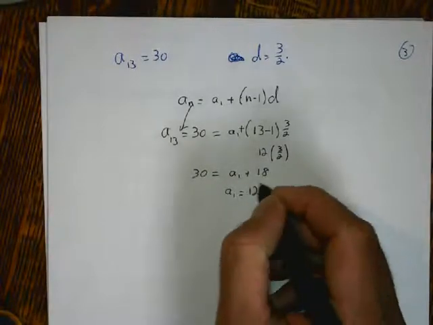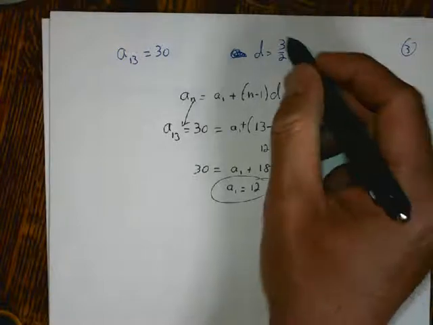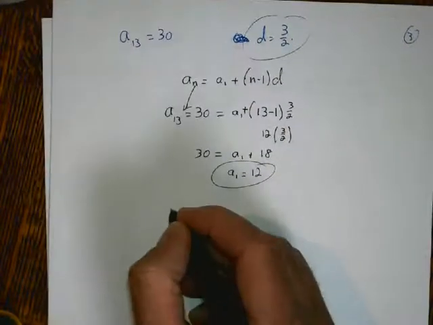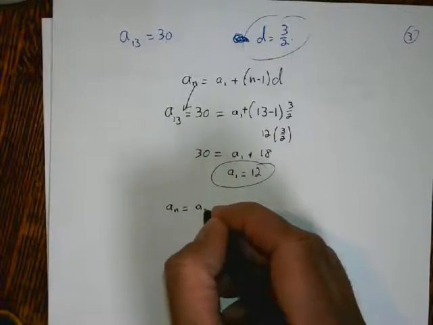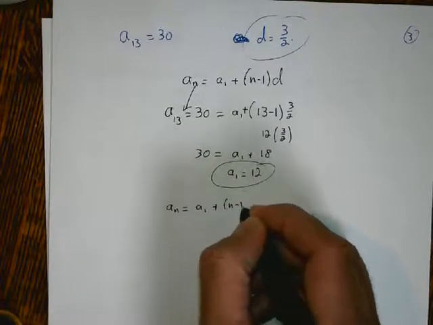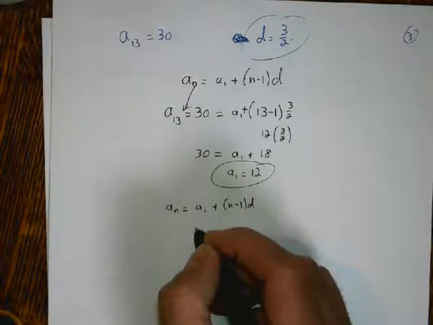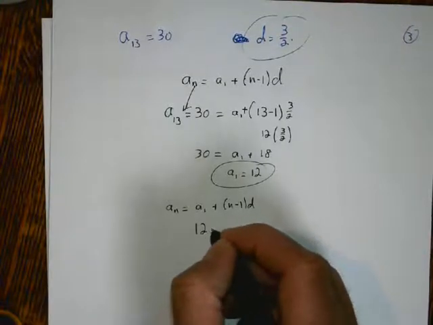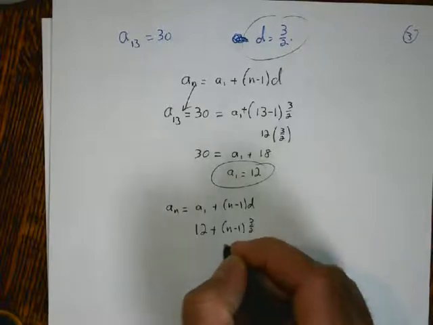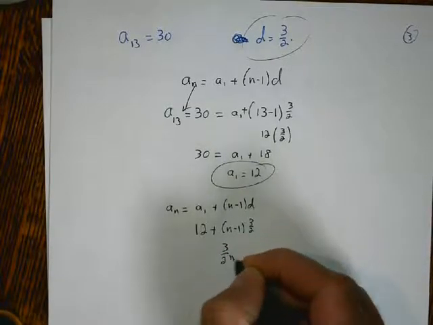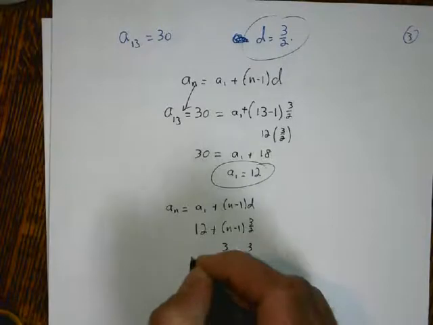So we know our first term, we know our common difference, and we go back and rewrite it. With sequences and series, there's just a lot of rewriting of the generic forms of the equations to go back and forth to get into the slope-intercept form of the problem. So we have 12 plus n minus 1 times 3 halves. Distribute in, we get 3 halves n minus 3 halves, and then we have a 12 over here.